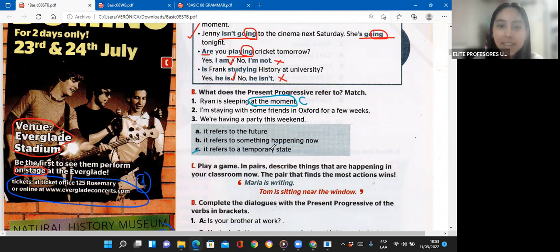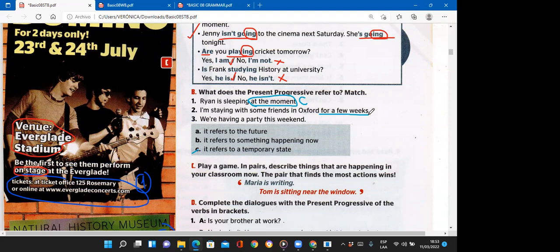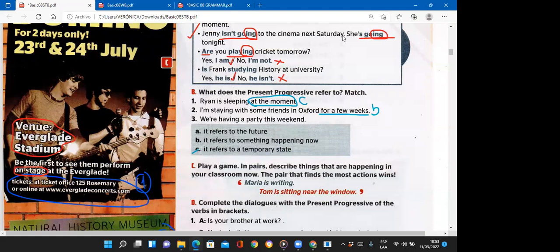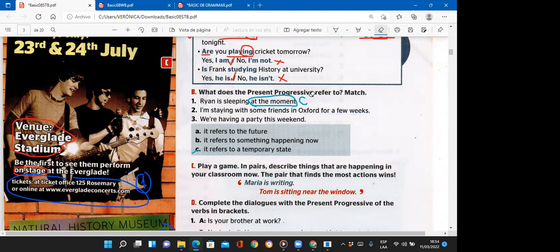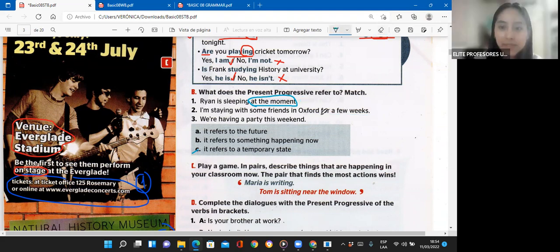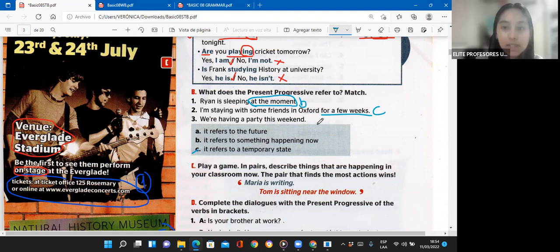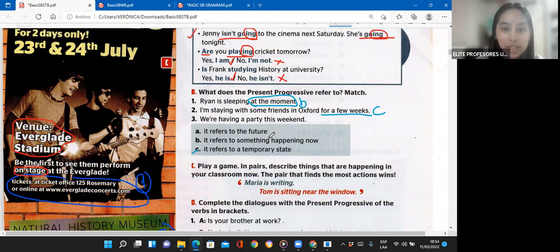Okay, let's continue. I'm staying with some friends in Oxford for a few weeks. For a few weeks. B. B, okay. See, there's kind of like a mistake right there. Okay, we're going to check that. No la sé, no la sé. Yes, that's right, Carla. That's right. This is C. Why? Porque es algo temporal. It's something for a few weeks, right? It's not for the end of their life.